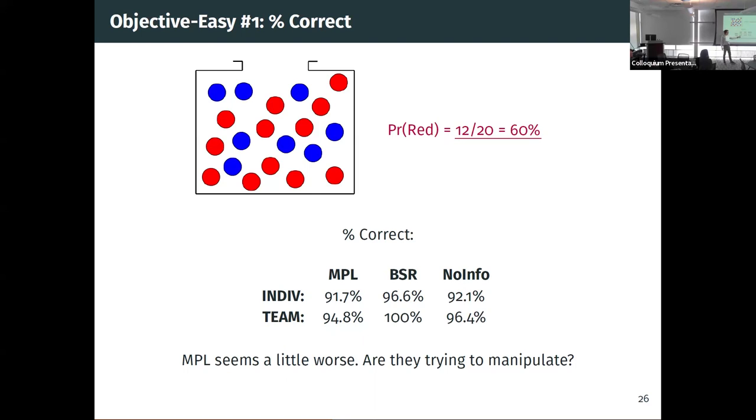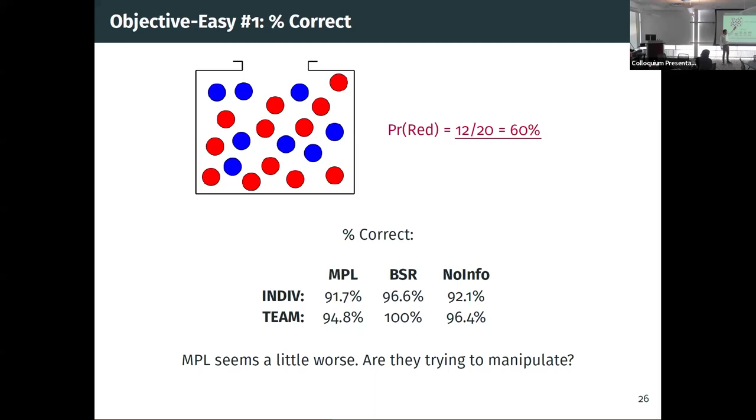So the question is, were they lying because they wanted to consciously manipulate the payments, or did they just get it wrong somehow? That's where the chat messages come in. I can disentangle whether they were lying on purpose or whether they just made a math mistake. And the answer is, they made math mistakes.